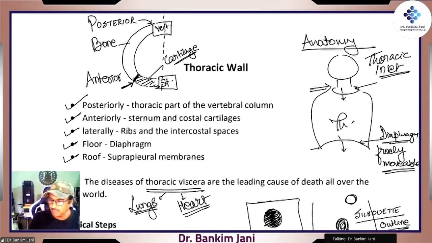So thoracic wall, right? Posteriorly thoracic part of vertebral column. So that is this. Anteriorly sternum and costal cartilage. Laterally ribs and intercostal space. Floor is the diaphragm, and the roof is suprapleural membrane. So that's how the entire chest is formed, right? And see, these were the cartilages what we were talking about.